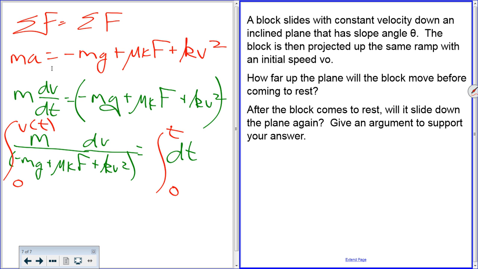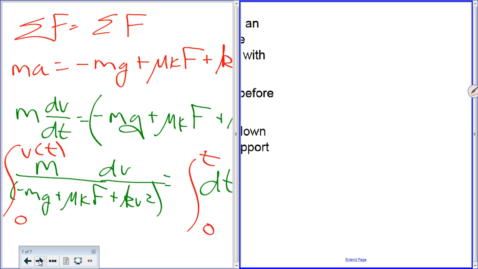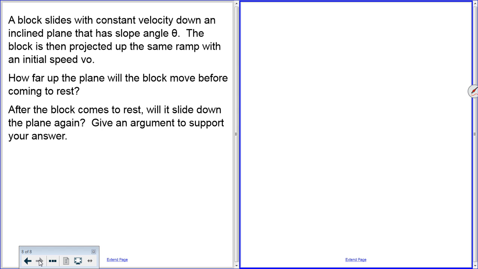Okay, so this was one of the problems that was on that last sheet that I told you guys yesterday you could/should look at. It says a block slides with a constant velocity down an inclined plane that has a slope angled theta. The block is projected up the same ramp with a starting speed of v naught. Question A, how far up the plane will the block move before coming to rest? And then after it comes to rest, will it slide back down again?